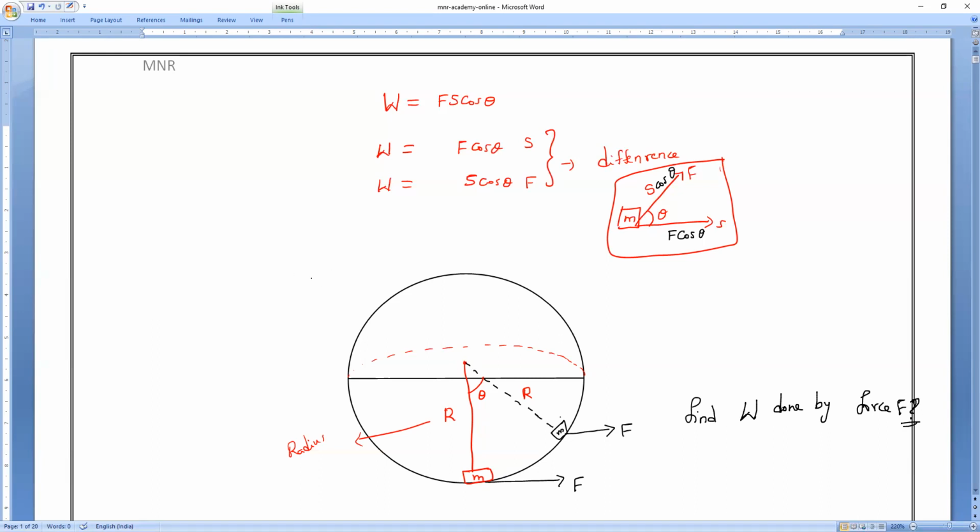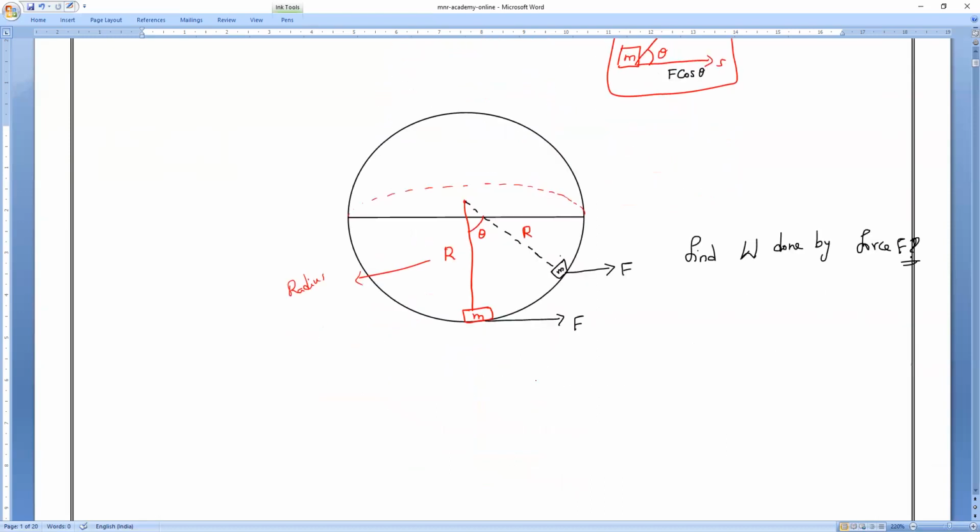So let's start finding. Now remember, the upper part you should not draw. Clear everybody? So draw only the bottom part alone. Just for my purpose, I have drawn it. Now, we all know the work done formula.